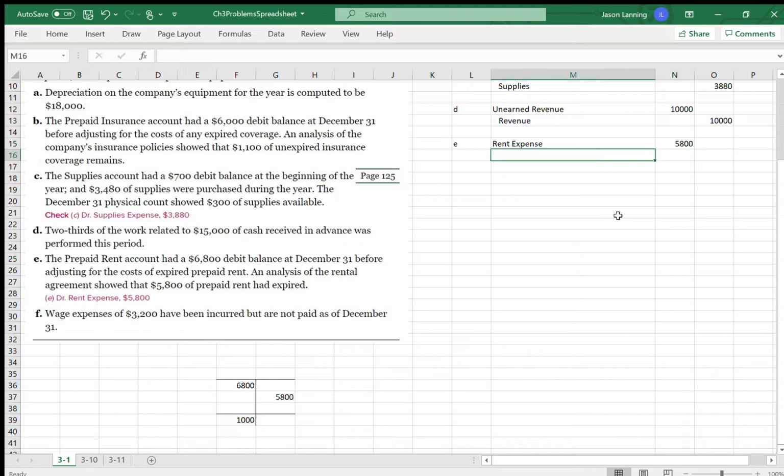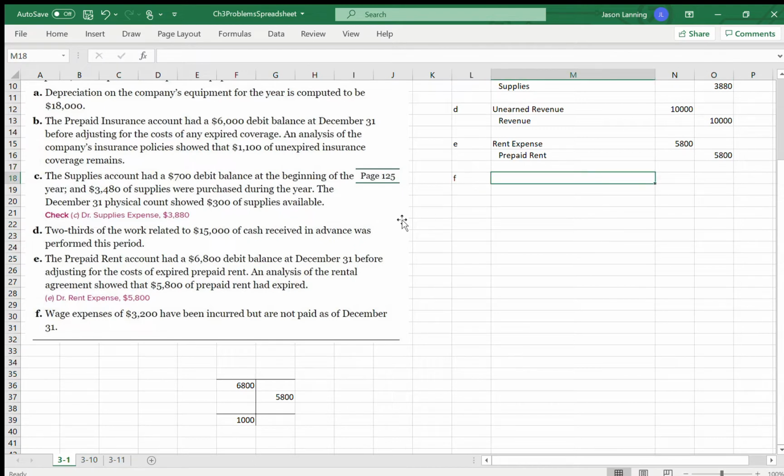I don't know why I did that T account. I'm hoping we have to come back to that, but maybe not. Prepaid rent, we're going to be crediting here because, again, if we've used it and we already paid for it, we can't state that we still have that amount available. And the last one, F, we have wages expense.